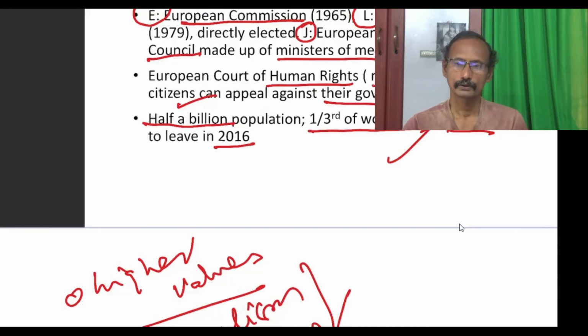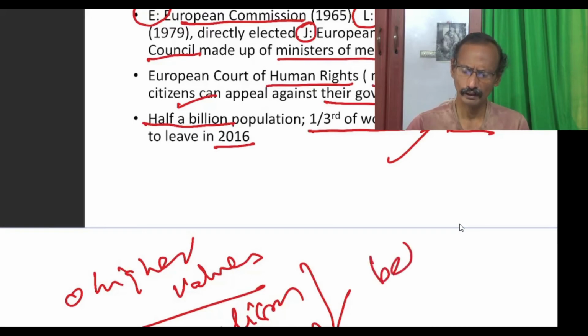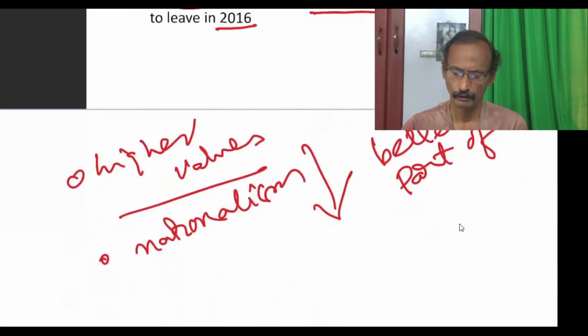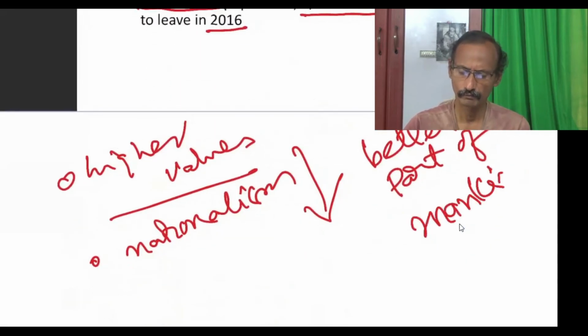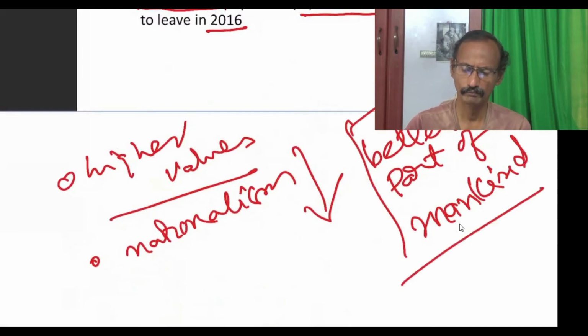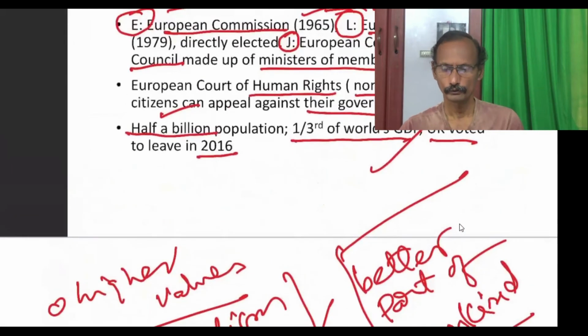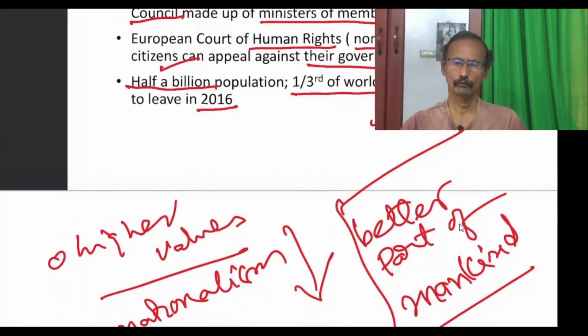Okay. So I would say the EU represents a higher and better part of mankind itself. Better part of mankind. The EU shows what man is capable of. Capable of very innovative political organizations, arrangements, and capable of implementing higher values.